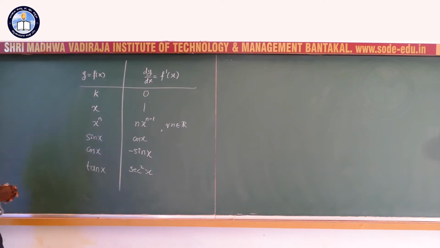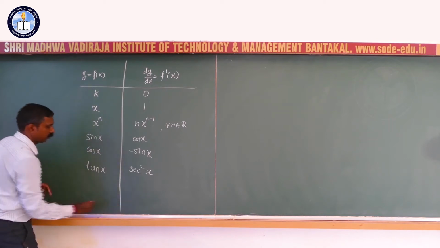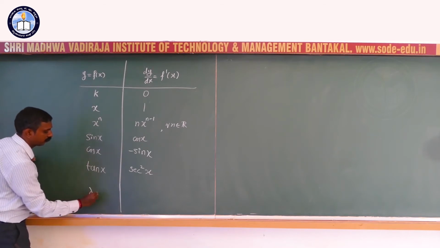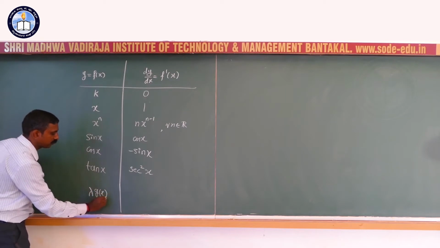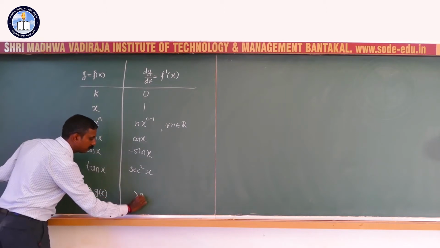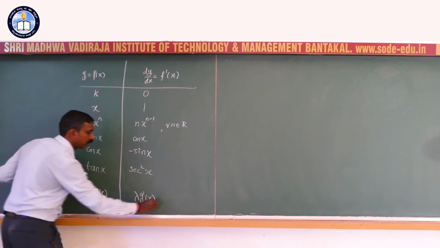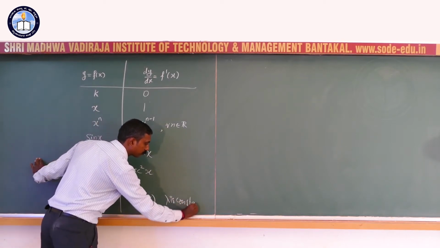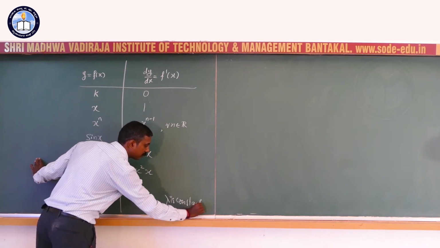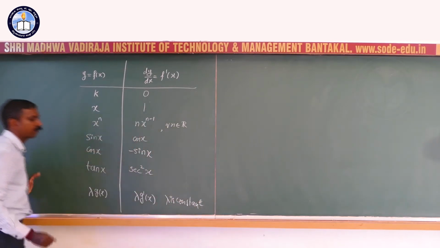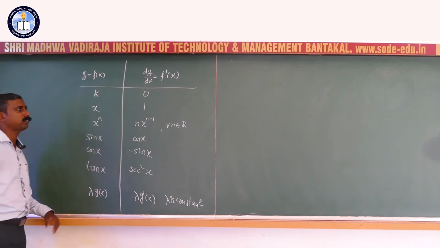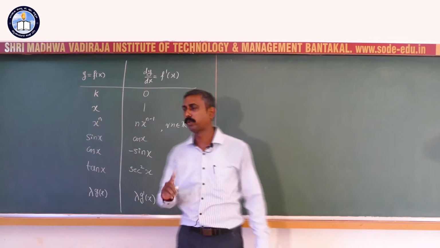Along with this we have to consider one small result: lambda into any function, for example g of x, then the derivative is lambda into g dash of x. Lambda is a constant. So, these are the basic functions' derivatives, and we have to remember two rules.